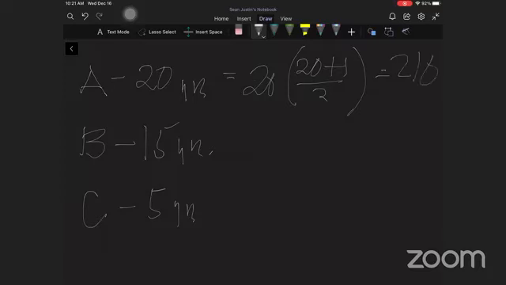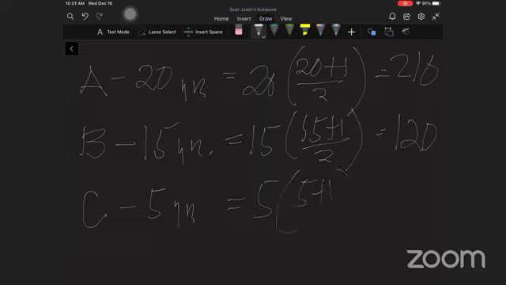Okay. For machine B, that's 15 years. So 15 times 15 plus 1 divide 2. Ilan ni? Okay, 120. Machine C, that's 5. 5 times 5 plus 1 divide 2. That's equal to, okay, 15. Okay, this is our denominator.